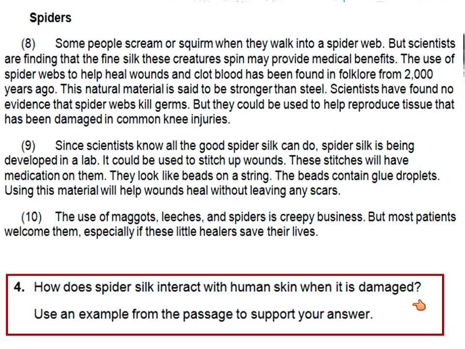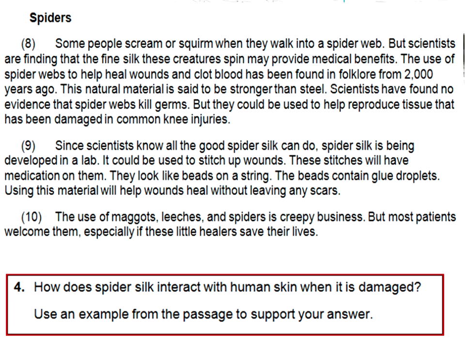We're going to take notes specifically on this section here, because it talks about spiders. The question is asking us, how does spider silk interact with human skin when it is damaged? Use an example from the passage to support your answer. I would share with my student that it's important to highlight those specific things when they're reading, if they see anything that answers this question, how spider silk interacts with human skin.